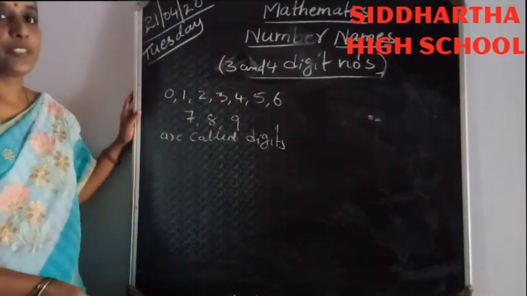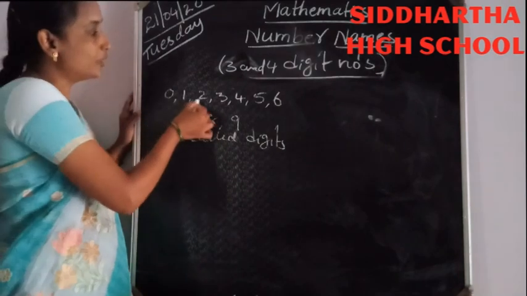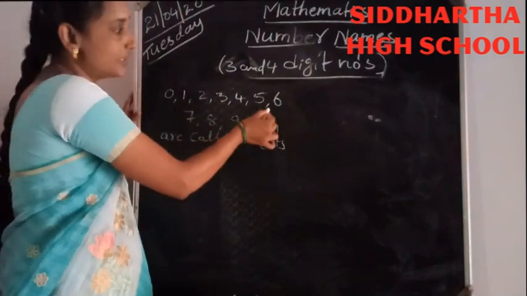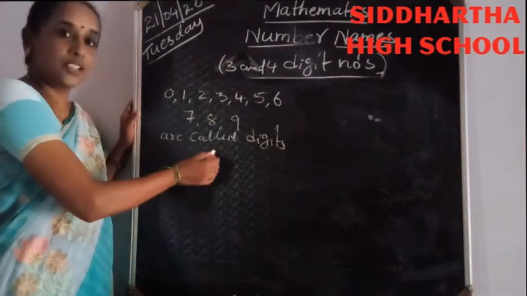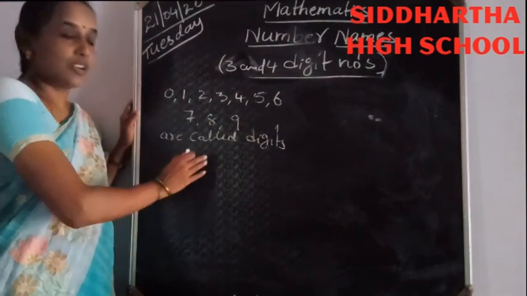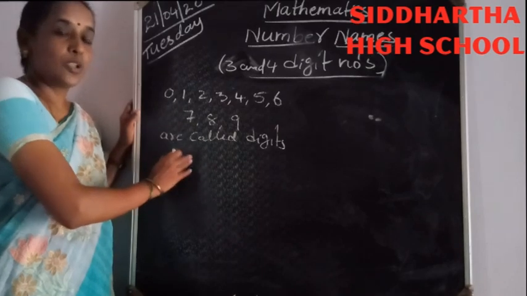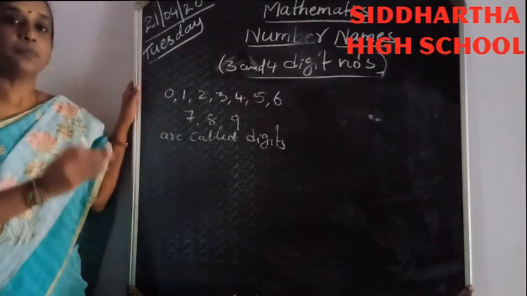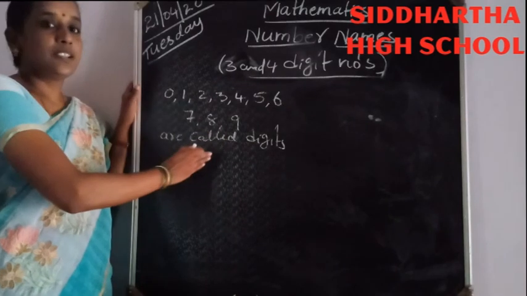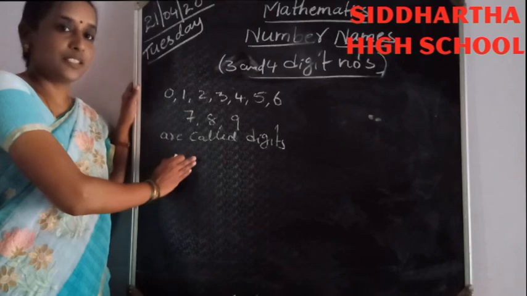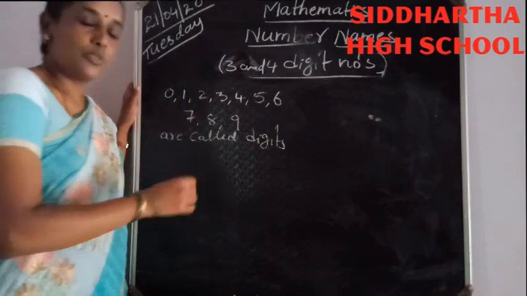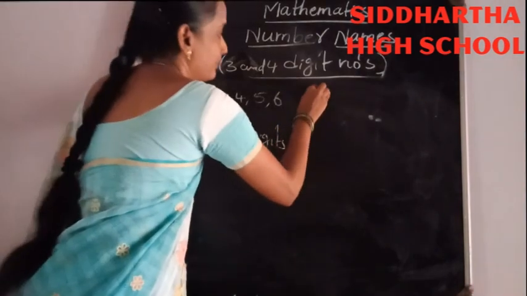Okay, be ready. 0, 1, 2, 3, 4, 5, 6, 7, 8, 9. These are called digits. You can form numbers by using these 10 digits. Okay children, how can we form the numbers?